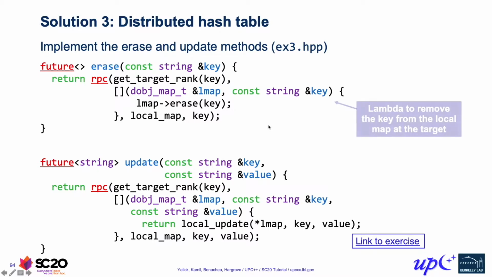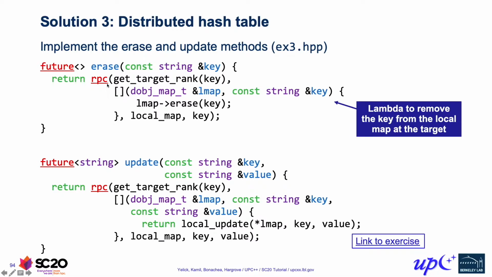Then our remote function that gets executed is this lambda over here. It takes a distributed map as the first argument and the actual key value as the second argument. And all it does is invoke the erase on the local representative of the distributed object over on the remote side. And I'll remind you here that we have a dereference, which gives us the local representative, and then we have an invocation of the erase member function on that resulting map.